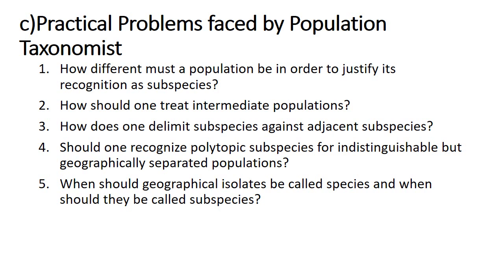Then how does one delimit subspecies against adjacent subspecies? If there are two subspecies, for example, within a species there are two subspecies, how can we delimit one subspecies against another subspecies? Should one recognize polytopic subspecies for indistinguishable but geographically separated populations? When should geographic isolates be called species? At what point can we say that this geographical isolate has completely attained the status of a species? At what point should they be called subspecies? These are general practical problems which are faced by a population taxonomist.